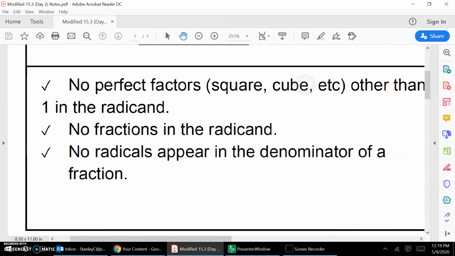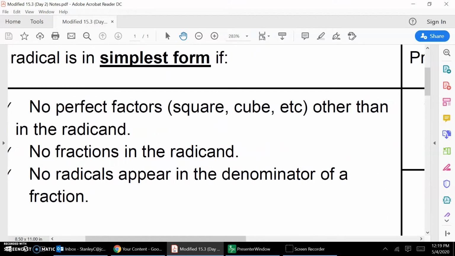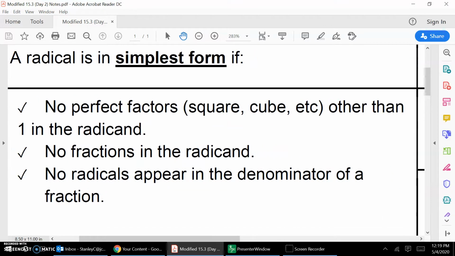As a review, let's look at when a radical is in simplest form. There are no perfect squares, no perfect cubes, etc., other than 1 in the radicand. There are no fractions in the radicand, and no radicals appear in the denominator of a fraction. Let's look at some examples now.